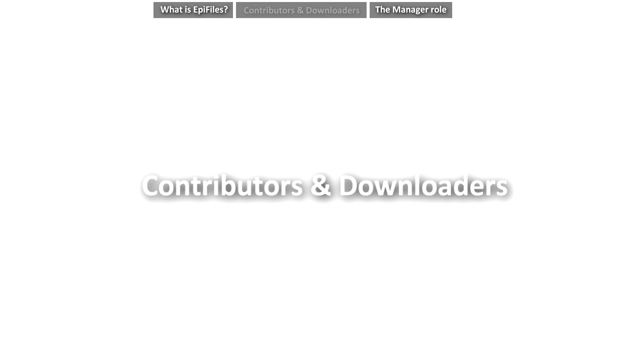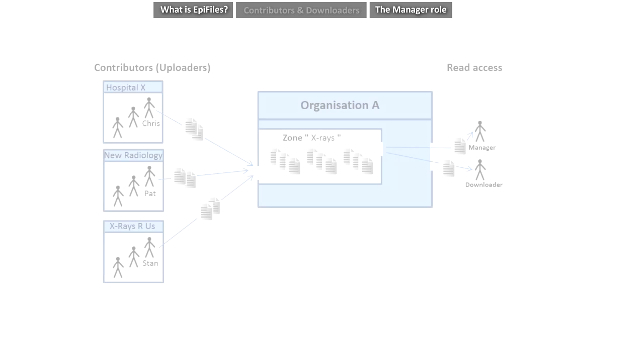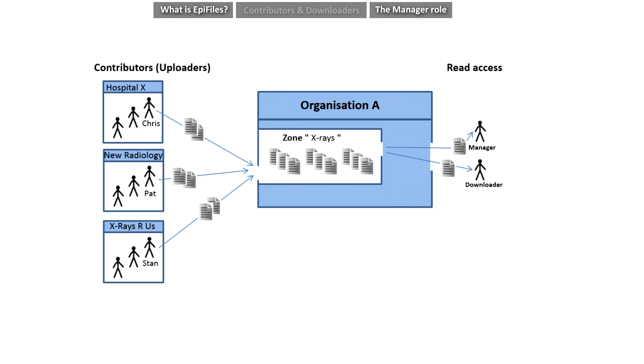Contributors and downloaders. Let's take a look at an example where an independent organization A is doing second readings of x-rays in order to corroborate those of a radiology center's initial readings and diagnosis. It might look as simple as this. The radiology centers deposit their radiology scans, or any file up to 700 megabytes in size, along with the corresponding diagnosis file into the zone.